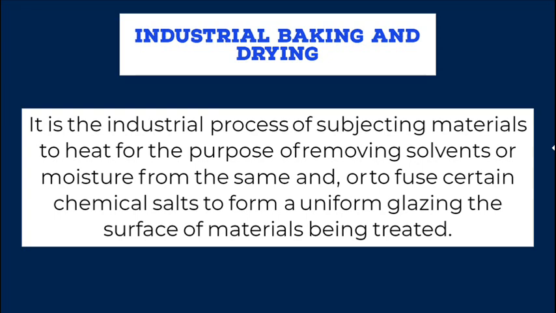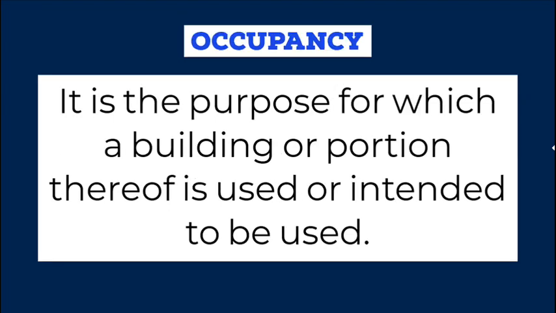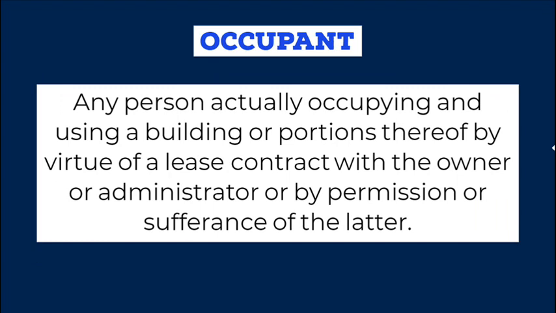Industrial baking and drying. It is the industrial process of subjecting materials to heat for the purpose of removing solvents or moisture from the same or to fuse certain chemical salts to form a uniform glazing on the surface of materials being treated. Jumper. It is a piece of metal or an electrical conductor used to bypass a safety device in an electrical system. Occupancy. It is the purpose for which a building or portion thereof is used or intended to be used. Occupant. Any person actually occupying and using a building or portions thereof by virtue of a lease contract with the owner or administrator or by permission or sufferance of the latter.